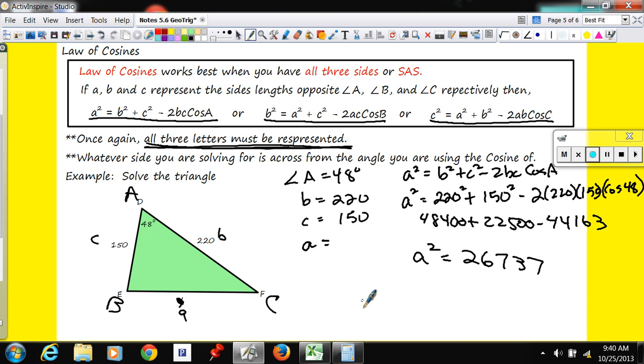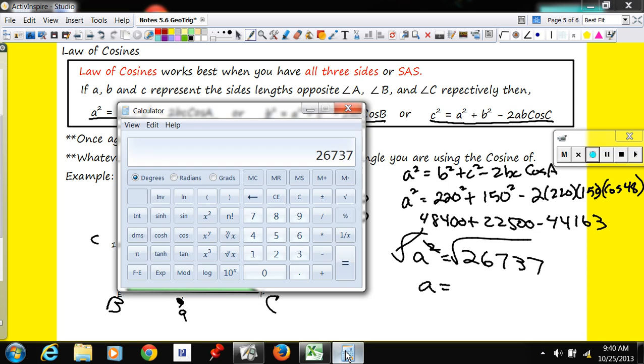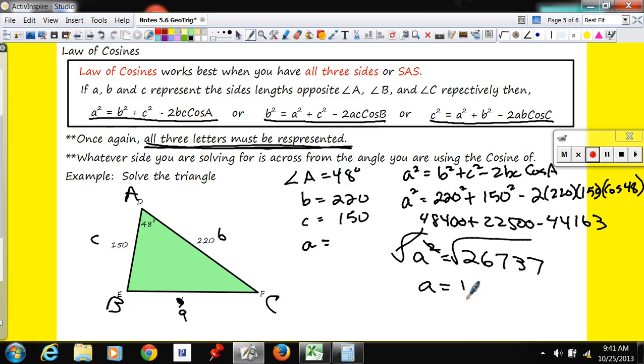What do I really want? I want a. So what do I got to do to get a? Just square root it. Square root both sides. That will cancel out. You'll get a equals. So let's take the square root of that number, and we get 163.5. So little a is 163.5.